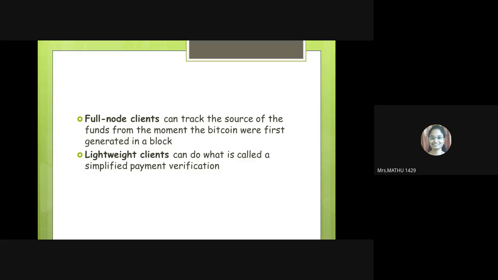For full node clients and lightweight clients, go and check what they are and give me the answer tomorrow: how these kinds of clients work to trace the transactions that have happened. Lightweight clients do simplified payment verification, whereas full node clients are able to track the source from where the transaction starts. There is one more client. Google it or look into your book, write it and submit it in the assignment.